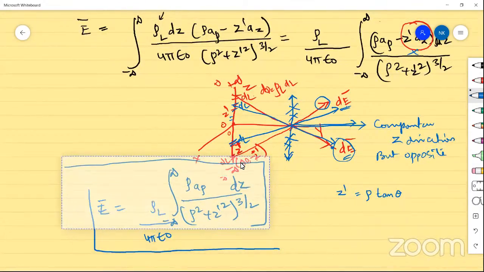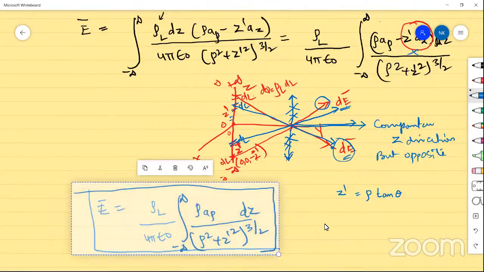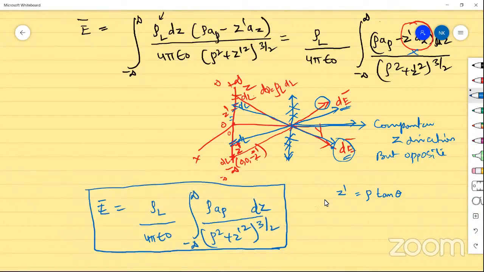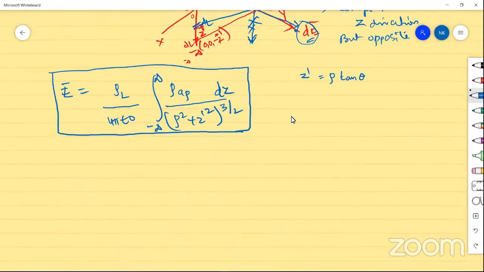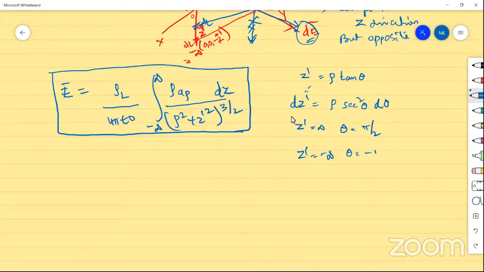Okay, so from that, very simple calculations. dz dash is equal to rho into the differentiation of tan theta, secant square theta d theta. And when z dash is equal to infinity, theta is equal to pi by 2. And when z dash is equal to minus infinity, if you substitute, you will get the same thing: theta is equal to minus pi by 2.